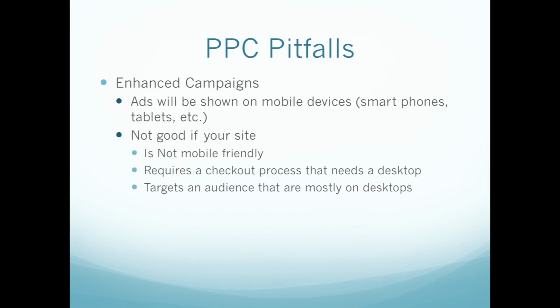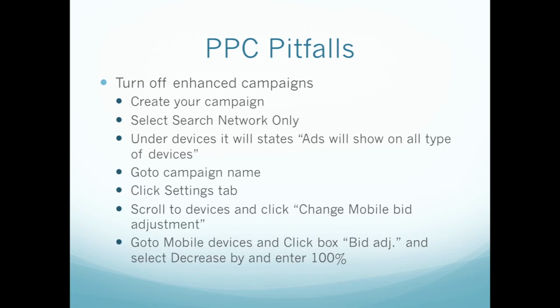So let's talk about enhanced campaigns, where your ads are being shown on mobile devices like smartphones and tablets. But let's say your site is not mobile friendly or requires a checkout process that is long and involved and people really need a keyboard at a desktop to complete it. Or you're targeting an audience that is mostly on desktops, and you're going to want to turn off the mobile device ads. One way you can do that is you go to create your campaign, select search network only, like we talked about before.